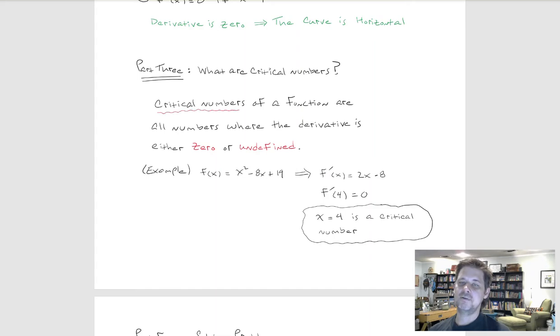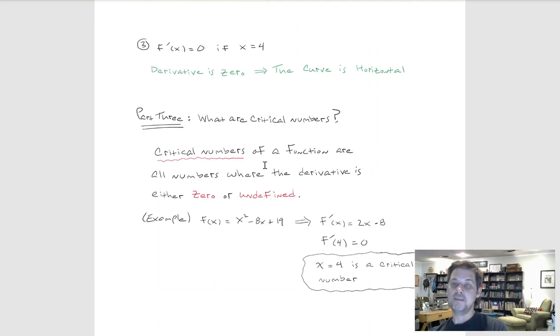If we get to the point where we're needing to find them, a critical number of a function is all numbers where the derivative is either 0 or undefined. Okay? So that's just what a critical number is. We'll explain what role they play in this whole story as we do some examples, but for now, that's what it is.